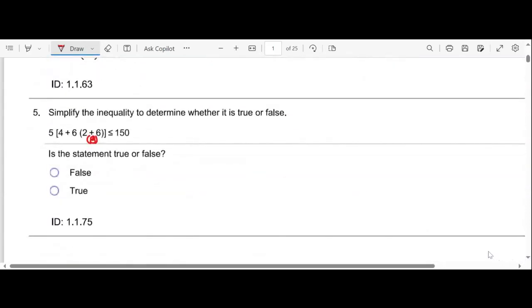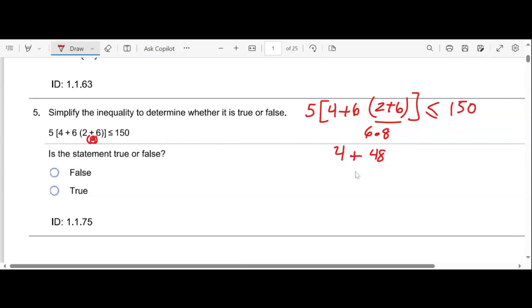Simplify the inequality to determine whether it is true or false. So I'm just going to write it again. So I have what? 5 times (4 plus 6 times 2 plus 6) less than 150. I have to do this first. So I'll give you 8. 8 times 6, which is 48, plus 4. That gives you what? 52. Times what? Times 5. Less than or equal to what?